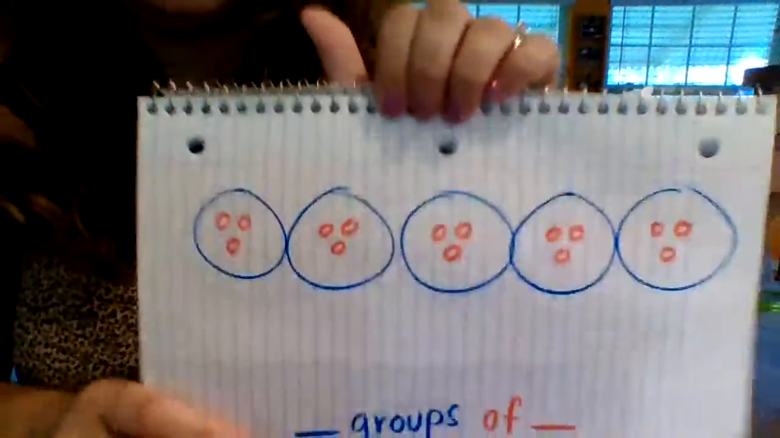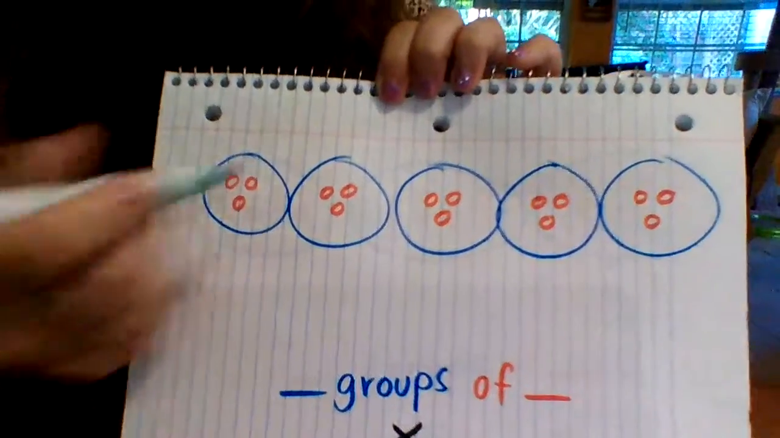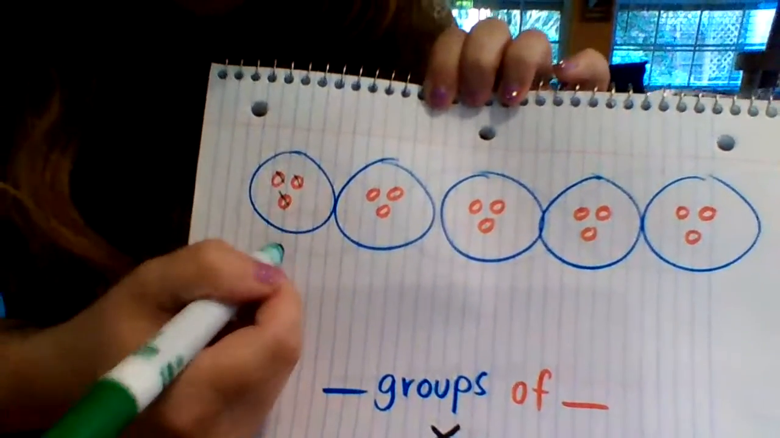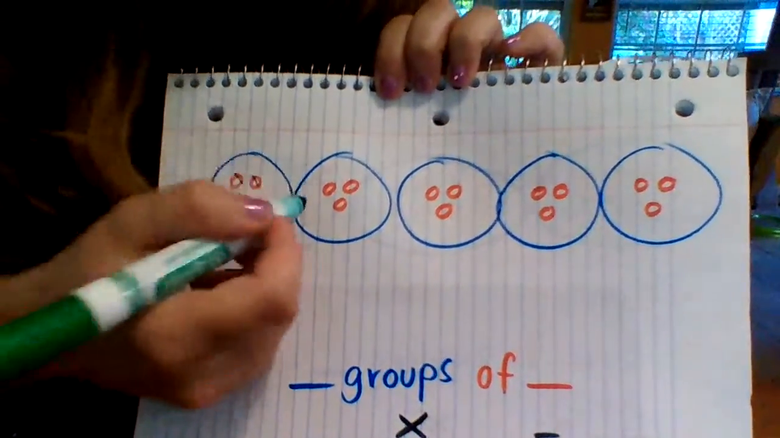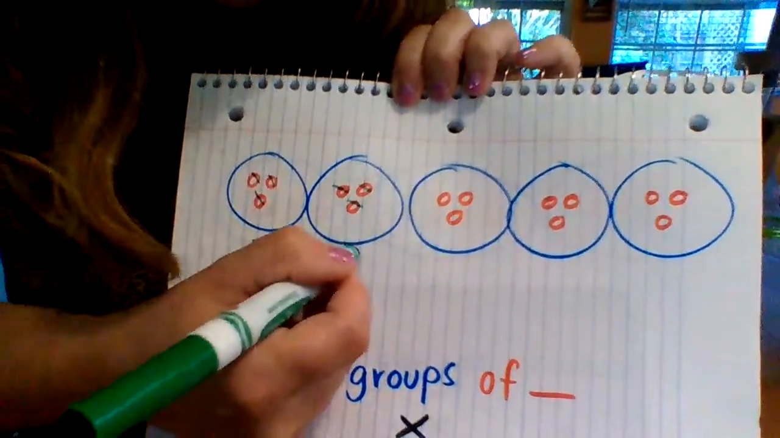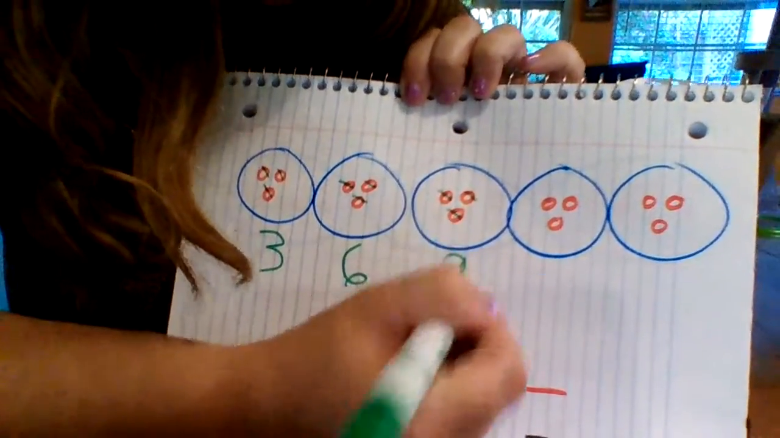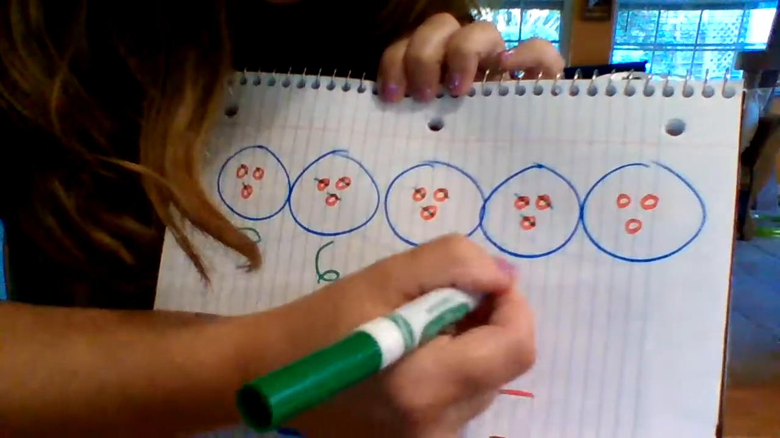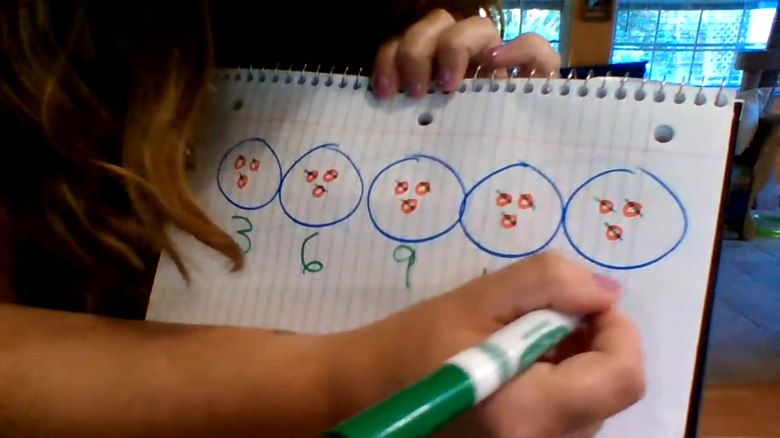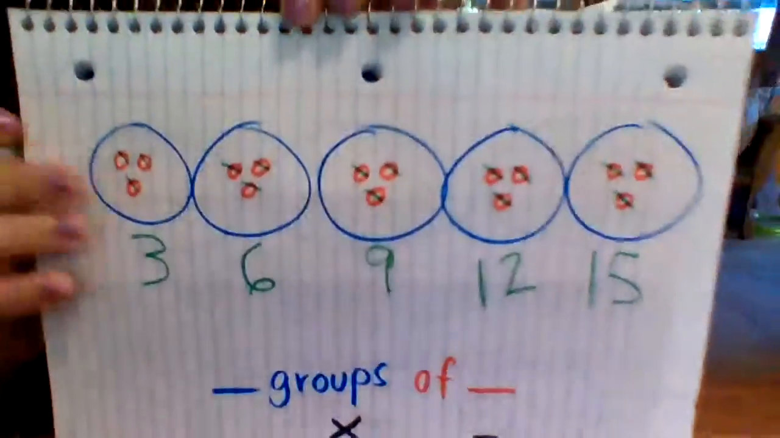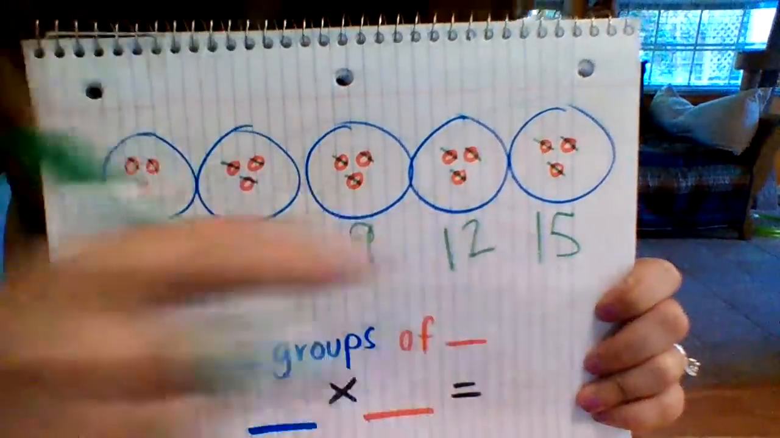How is this useful for skip counting? Okay, how? Well, let's take a look. We're going to count like this. 1, 2, 3, and I showed you this when we were talking about counting equal groups in the first place. 4, 5, 6, 7, 8, 9, 10, 11, 12, 13, 14, 15. Boom, what did I just do? I just skip counted by threes. 3, 6, 9, 12, 15.